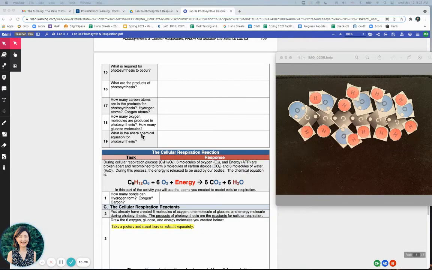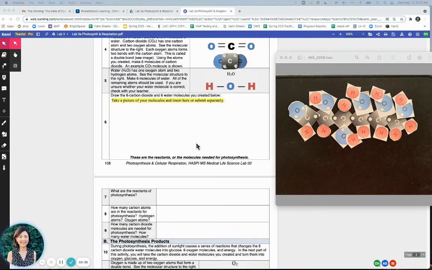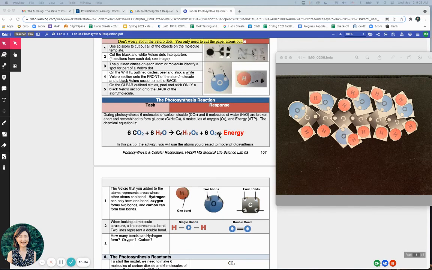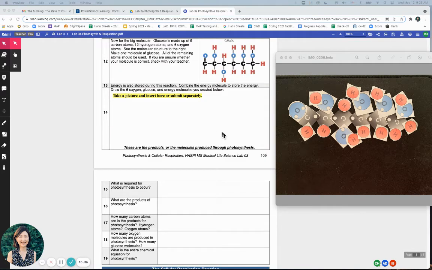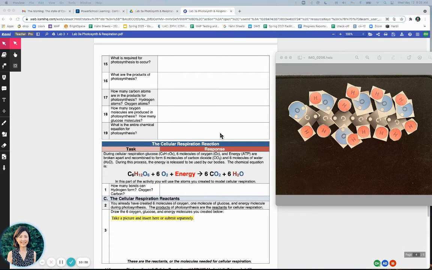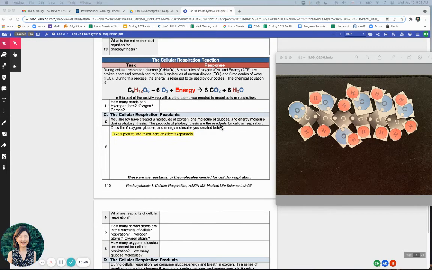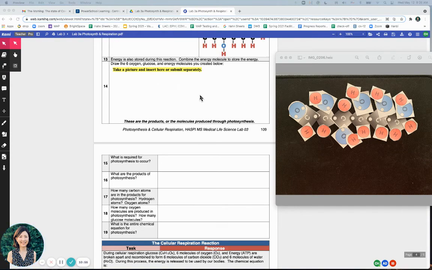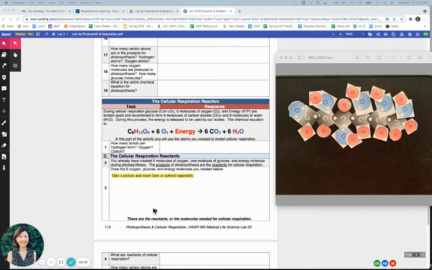Okay, and then what is the entire chemical equation for photosynthesis? It's already written up here. And then you're going to do cell respiration. Cell respiration, you already know, is the exact opposite. So you don't even have to redo your pictures. You're just taking the same glucose and oxygen picture that you just posted up here, and you're putting it here.